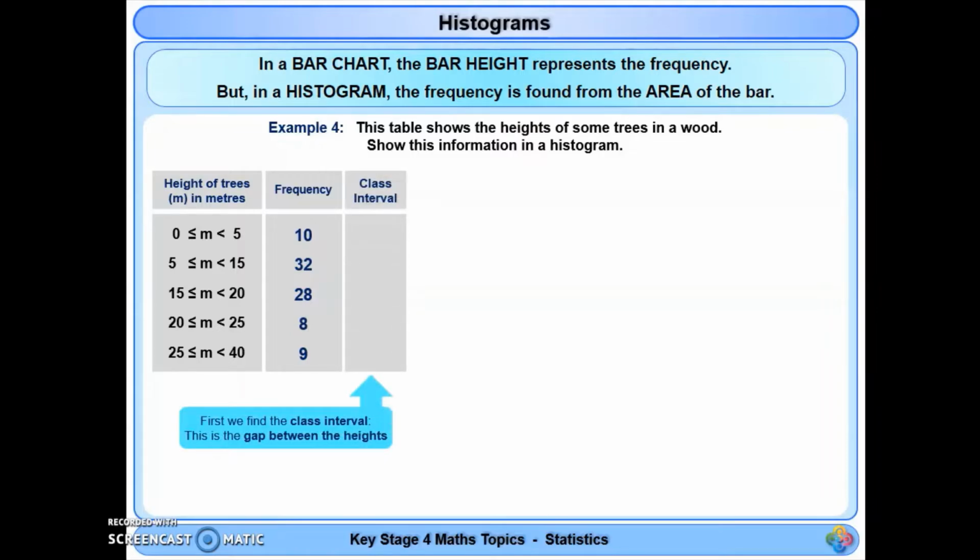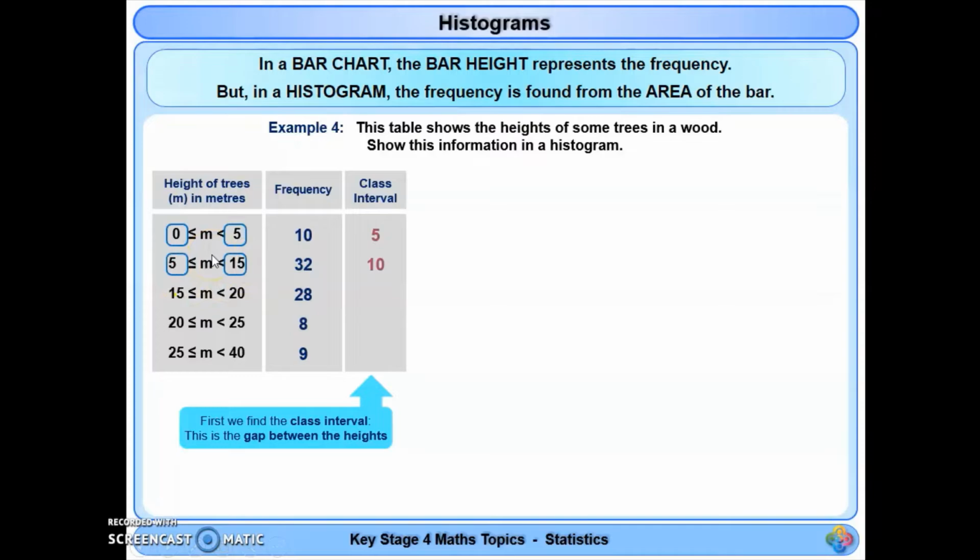The first step we need to do is create a third column, and we call it class interval, or sometimes it's referred to as class width. And the class interval is the width of the group of data. So what is the width between 5 and 0 here? What is the width of the group between 15 and 5?